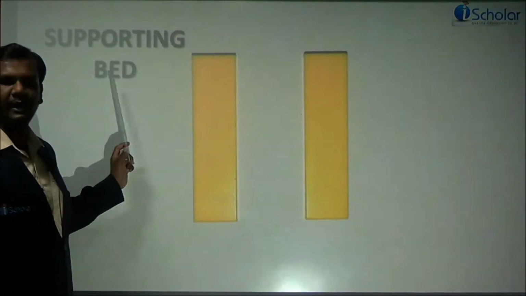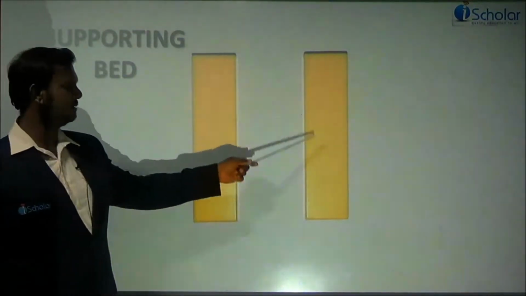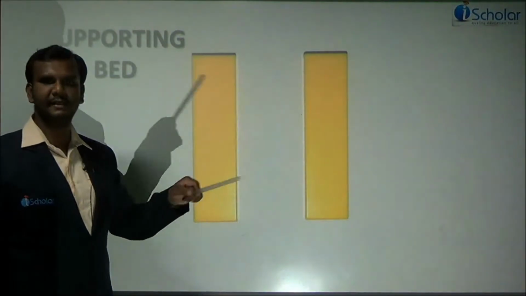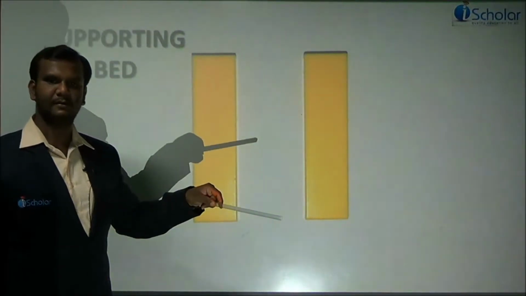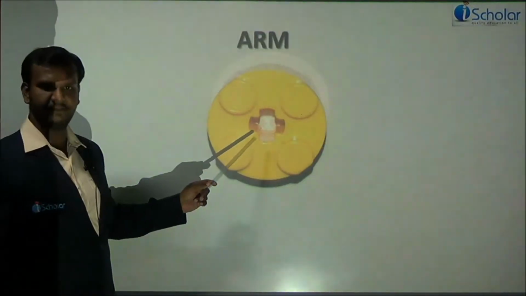The third component. This is the supporting bed. The two yellow lines are used to provide support to the kids who are sitting in the wheel-shaped arrangement. Fine. The fourth component. This is the arm.